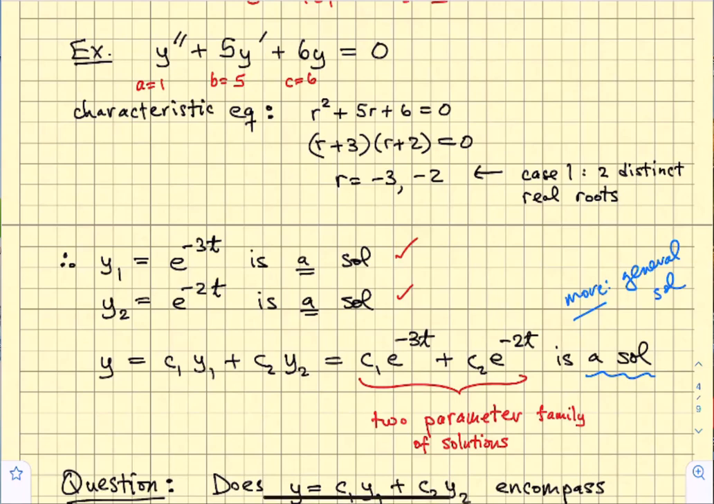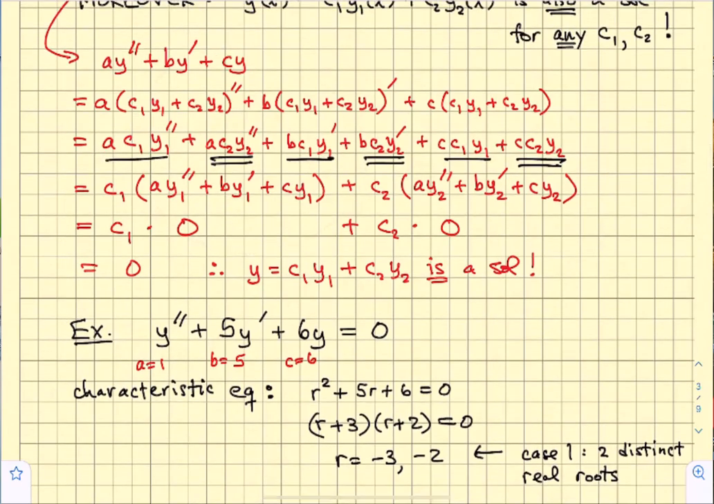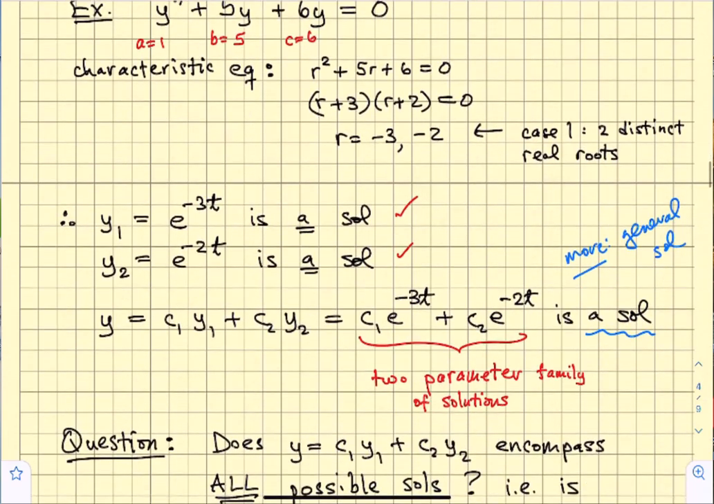But more than that, from what we just argued up here, we actually know even more. Not only is this a solution, not only is this a solution, but when we form the linear combination c1y1 plus c2y2, which is c1e to the minus 3t plus c2e to the minus 2t, that this will also be a solution. And notice how things have changed from our previous work.